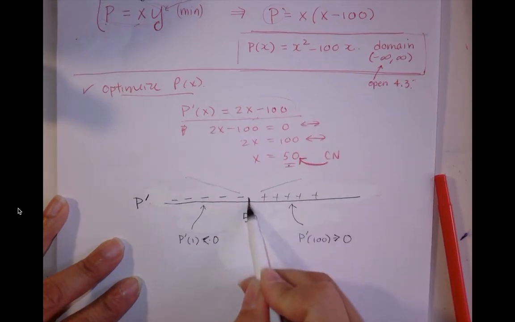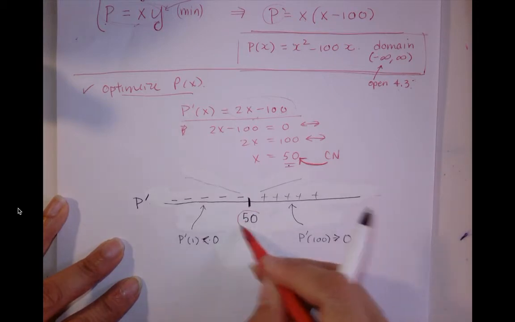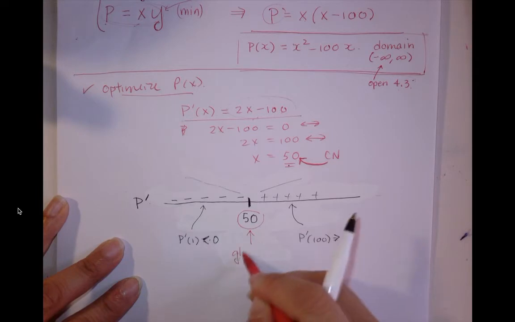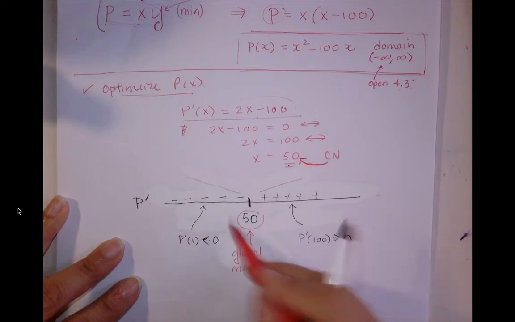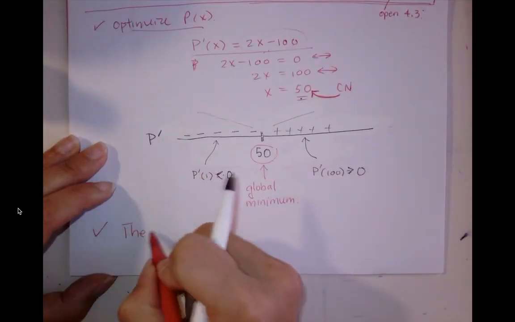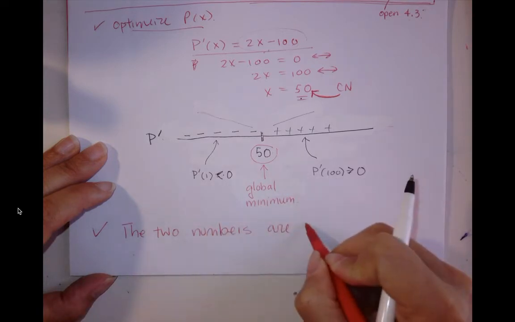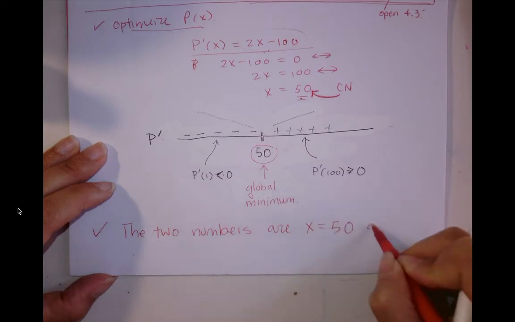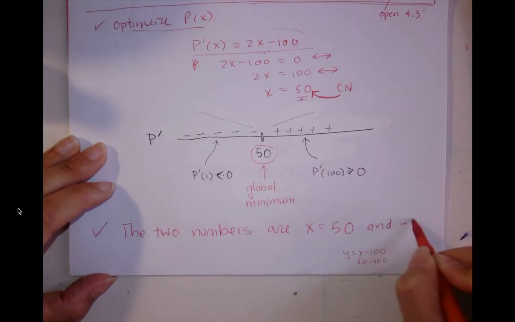Okay, so the minimum is achieved. There's a local minimum at 50, but because this is the only critical number, this is actually the global minimum. And we've proved that the minimum is achieved when x is 50. So to finally answer the question, the original question asked us what the two numbers were. The two numbers are x equals 50, and the second number, well, we know y is equal to x minus 100, so 50 minus 100, so negative 50.